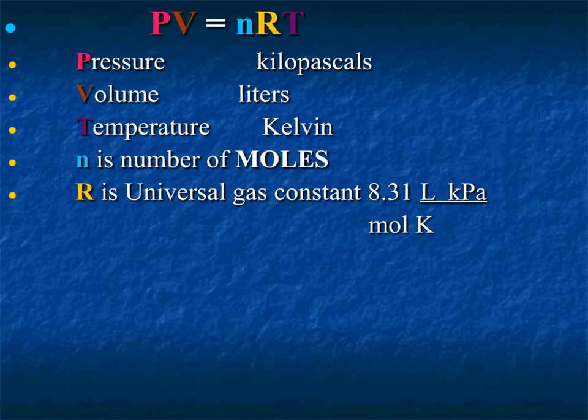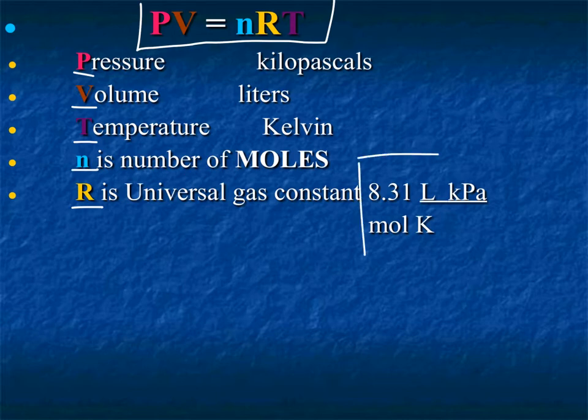All right, so here's the equation, and you need to have this memorized. PV equals nRT. So P is pressure, V is volume, T is temperature, n represents moles, and R is the universal gas constant. For R, you're always going to plug in this number, 8.31, and these are all the units for R: liters kPa over moles Kelvin. Okay? You don't have to have that number memorized. I will have that provided on the test for you.